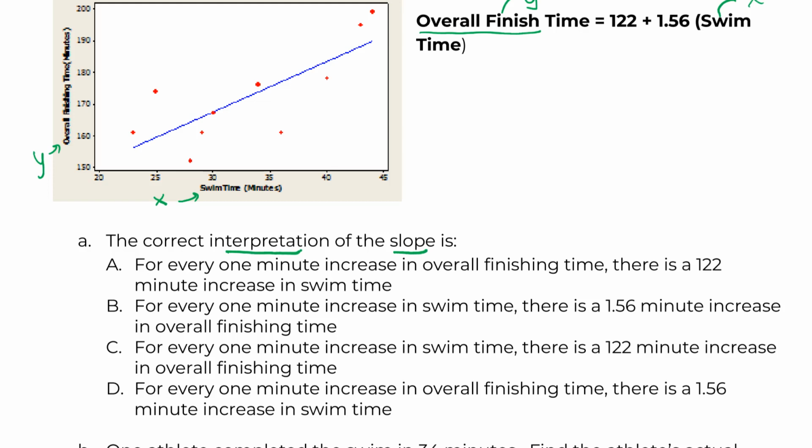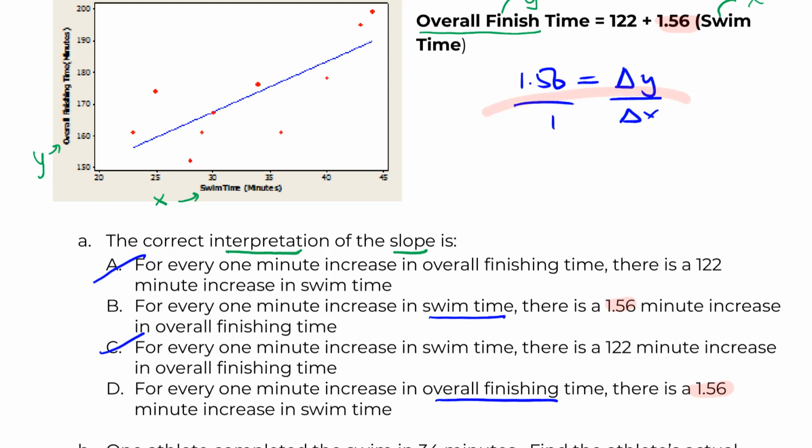So anyways, that aside, we can see that there's different numbers, the 122 and the 1.56. And we see here our slope is the 1.56. So those are still in the running, and we can get rid of two of our answer choices. And then the only difference between B and C is what that one increases in, swim time or overall finishing time. As long as we remember that our slope is change in y over change in x, we realize that the 1 goes with the x and the 1.56 goes with the y. And so 1 has got to be about swim time, and the correct answer is B.